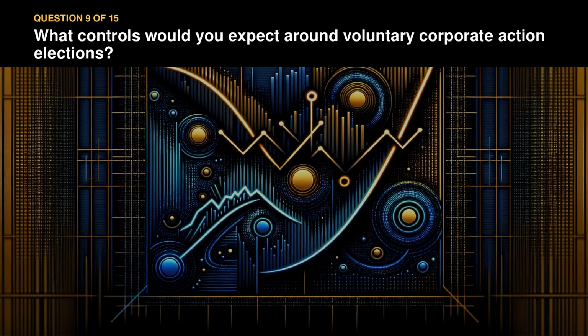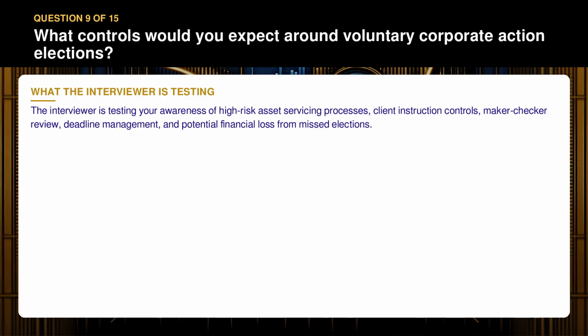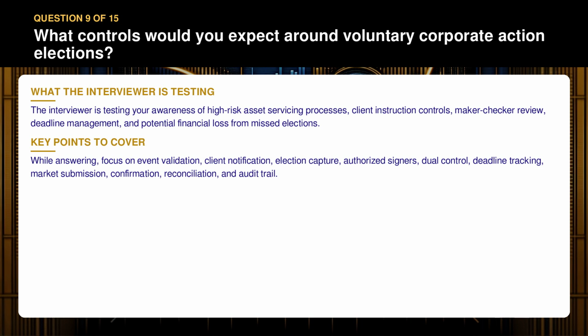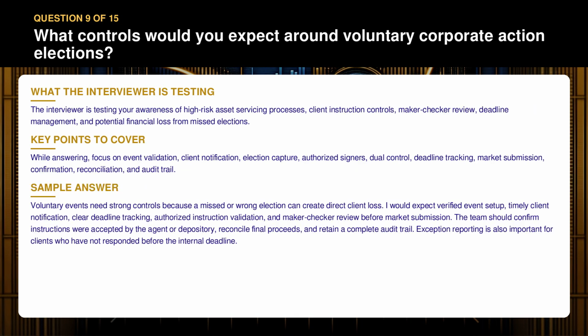Question 9. What controls would you expect around voluntary corporate action elections? The interviewer is testing your awareness of high-risk asset servicing processes, client instruction controls, maker-checker review, deadline management, and potential financial loss from missed elections. While answering, focus on event validation, client notification, election capture, authorized signers, dual control, deadline tracking, market submission, confirmation, reconciliation, and audit trail. Voluntary events need strong controls because a missed or wrong election can create direct client loss.